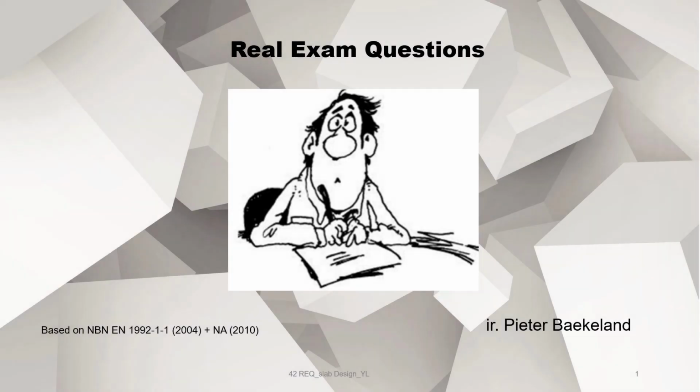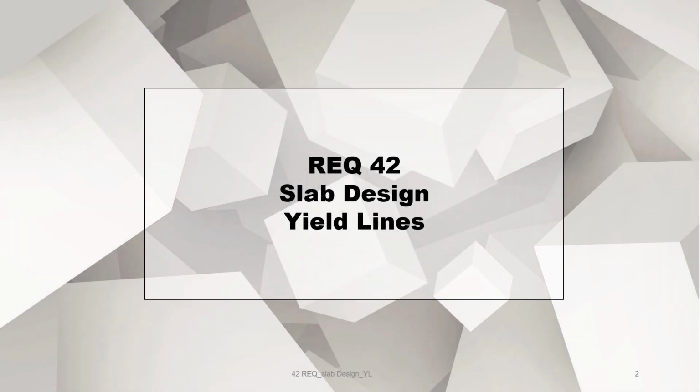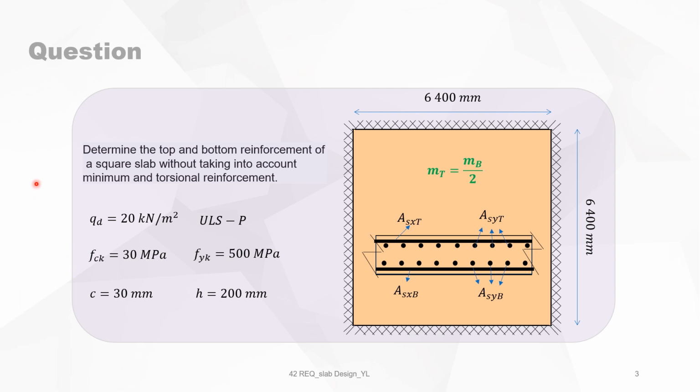Real exam questions. This is question 42 and it deals with slab design and yield lines. Determine the top and bottom reinforcement of a square slab without taking into account the minimum and torsional reinforcement.